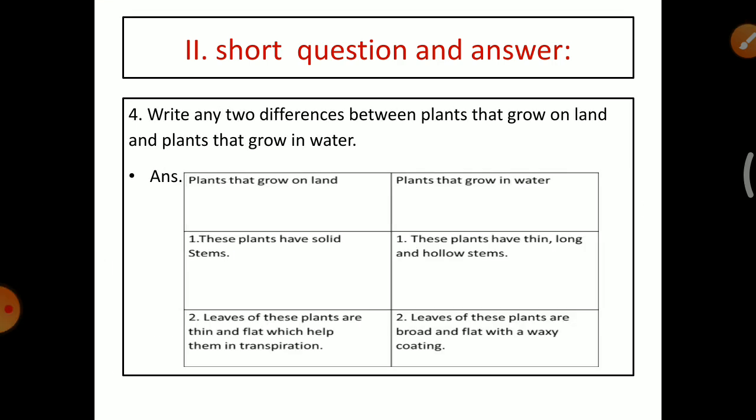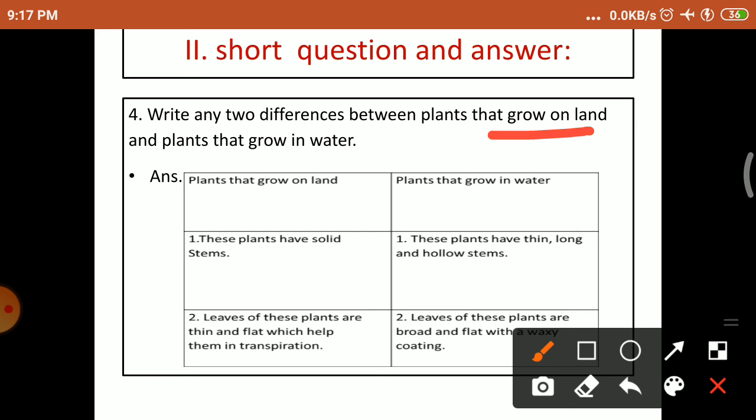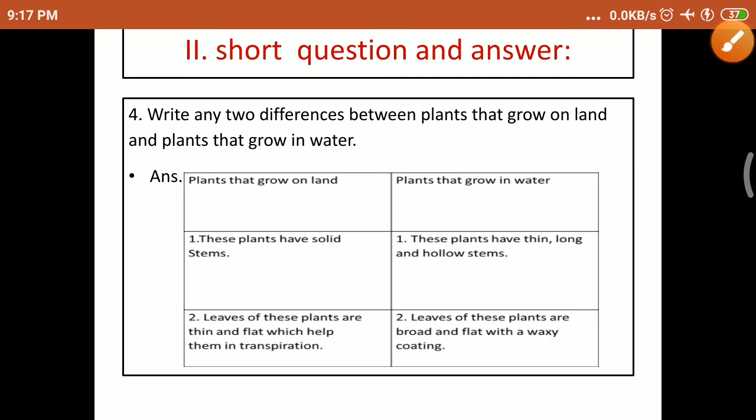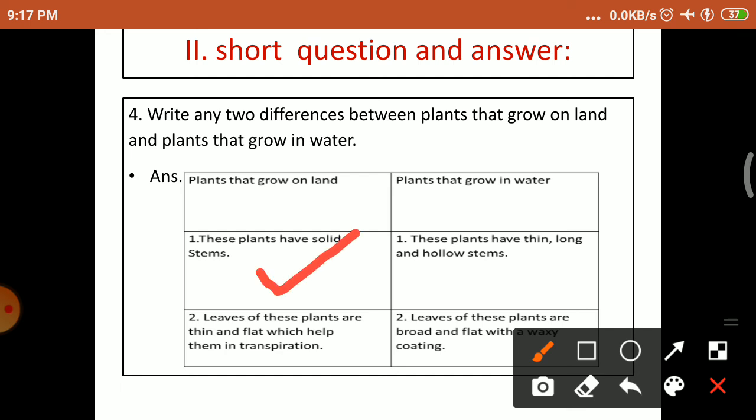The next question: write any two differences between plants that grow on land and in water. We know that a plant that grows on land is a terrestrial plant, and one that grows in water is an aquatic plant. The first difference: land plants have a solid stem. If you take a neem tree, it has a solid stem. Plants that grow in water have thin, long and hollow stems. The lotus has a very thin and long hollow stem.